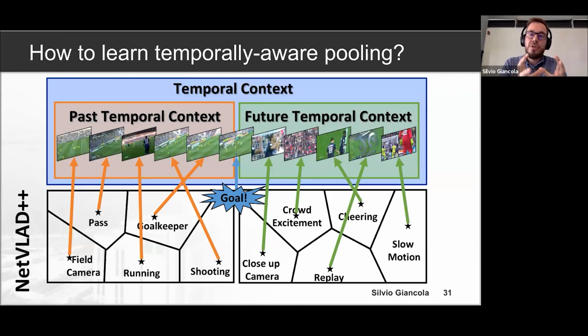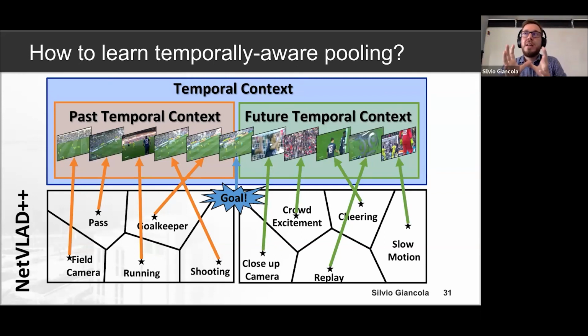So maybe they will learn some specific information that will be exactly about the past temporal and the future. Take an example, for instance, for a goal. The past context can be shared between a simple shot, for instance. But if having a specific temporal context, future temporal context, that is exactly about having some crowd excitement, some replay, some cheering, etc., some slow motion or replay, that would actually be very indicative.